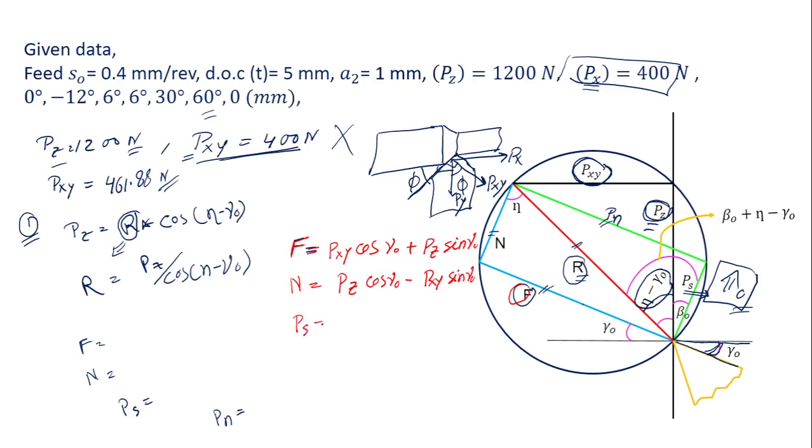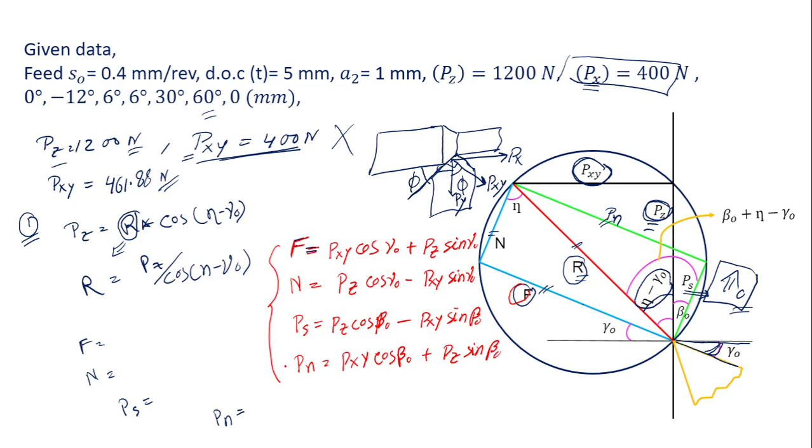Then we have the shear force Ps. This Ps is Pz cos of beta naught minus Pxy, sorry, this will be beta naught, sine of beta naught. And the Pn is equal to Pxy cos of beta naught plus Pz sine of beta naught.